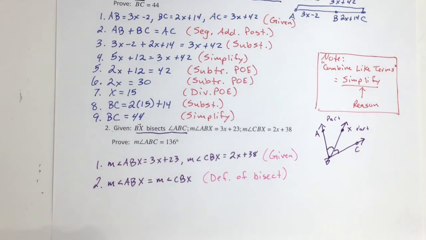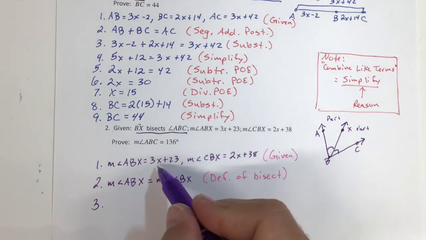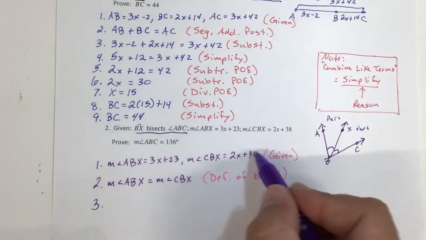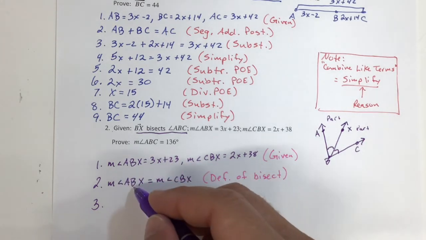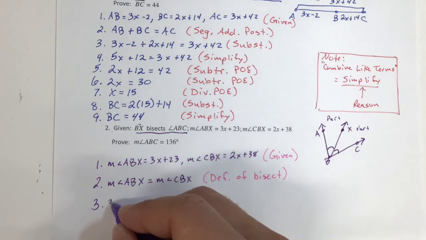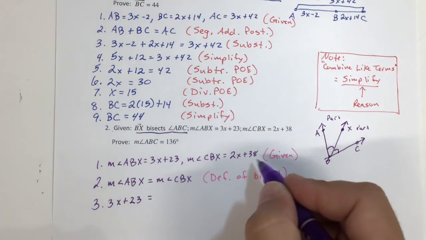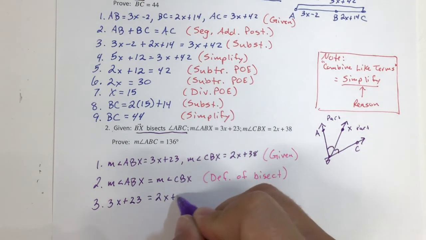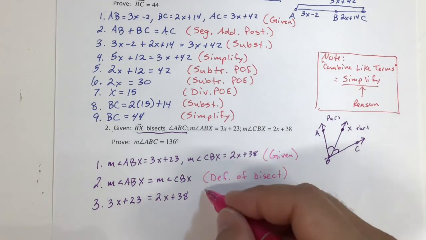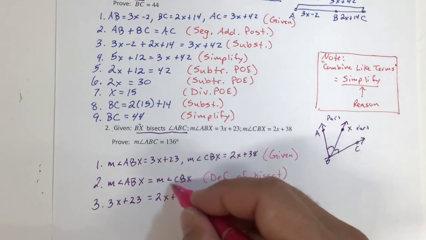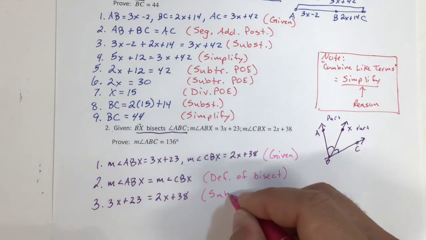So now we can start to build our proof. Since I have an expression for this part and I have an expression for this part, that's what's going to be written next. I'm going to replace ABX with this expression. 3x plus 23 must equal 2x plus 38. Okay? And again, our reason here is that we substituted equal expressions in for these geometry names. So it's just substitution.